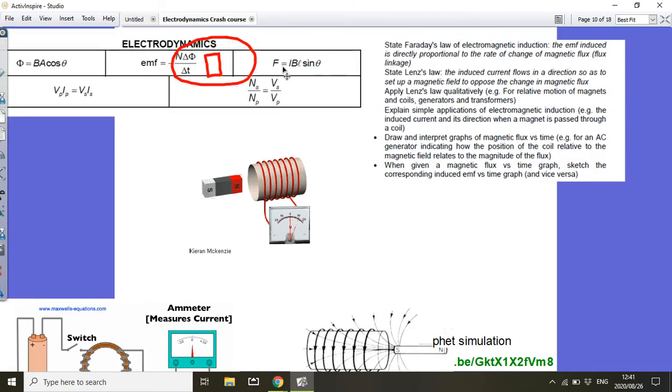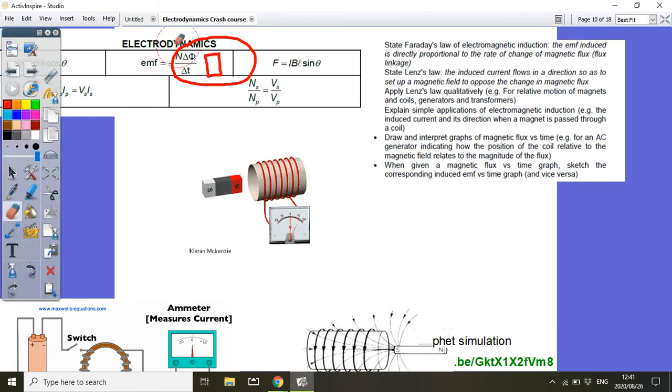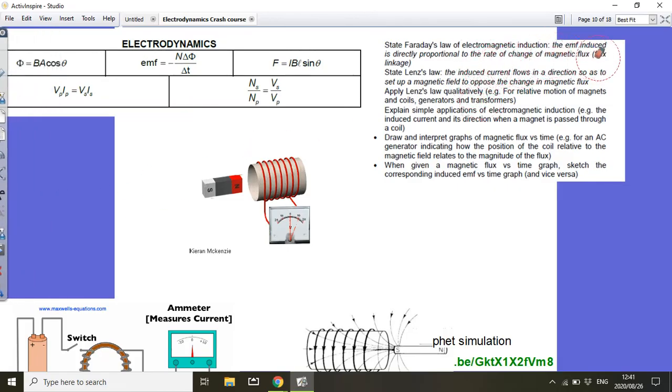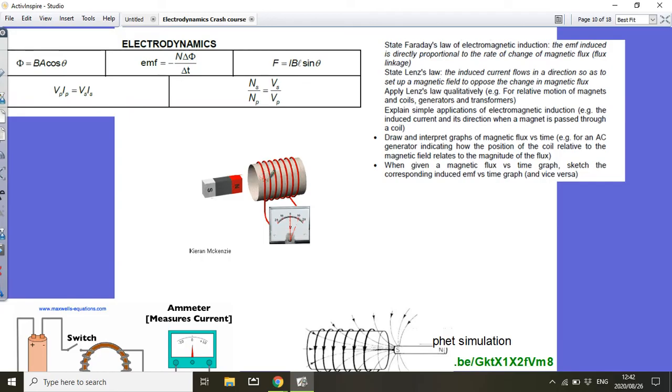Lenz's law, if you read it, it says the induced current. Now remember, the induced current is because of the induced voltage. There isn't an original current, so it's the current that you are making, flows in a direction as to set up a magnetic field. So that means you are making a new magnetic field, not an existing magnetic field, to oppose the change in magnetic flux. Now, again, I'm sure you've done this in detail in class, but I'm going to go through it again because it sometimes causes a bit of confusion.